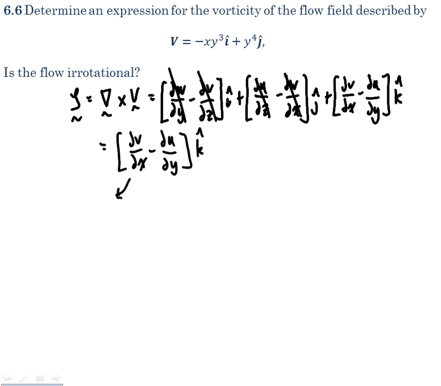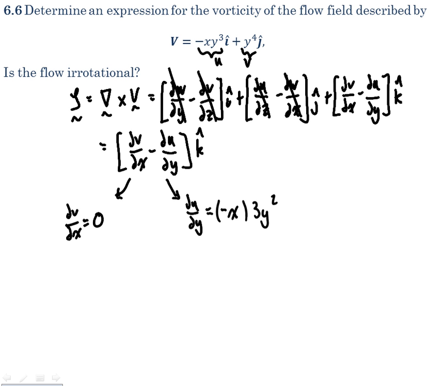All right. So we need these two terms. This guy, the derivative of V with respect to x. So V is equal to y to the 4. That y to the 4, the derivative of that with respect to x is just equal to 0. So partial V with respect to x is equal to 0. Okay? And then this term, dU/dy, U is equal to negative xy cubed. So the derivative of that with respect to y is minus x times 3y squared.